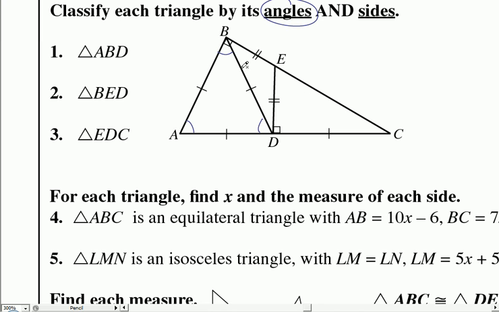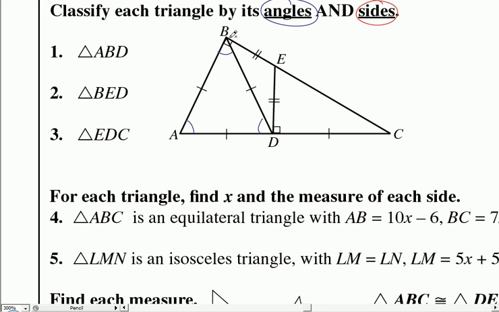Okay, so now we got to talk about it by its sides. Now look, all 3 sides are equal to each other, so equilateral, right? Or you could also say isosceles, because remember isosceles is at least 2 sides are equal to each other. So you could call it equilateral or isosceles, either one.